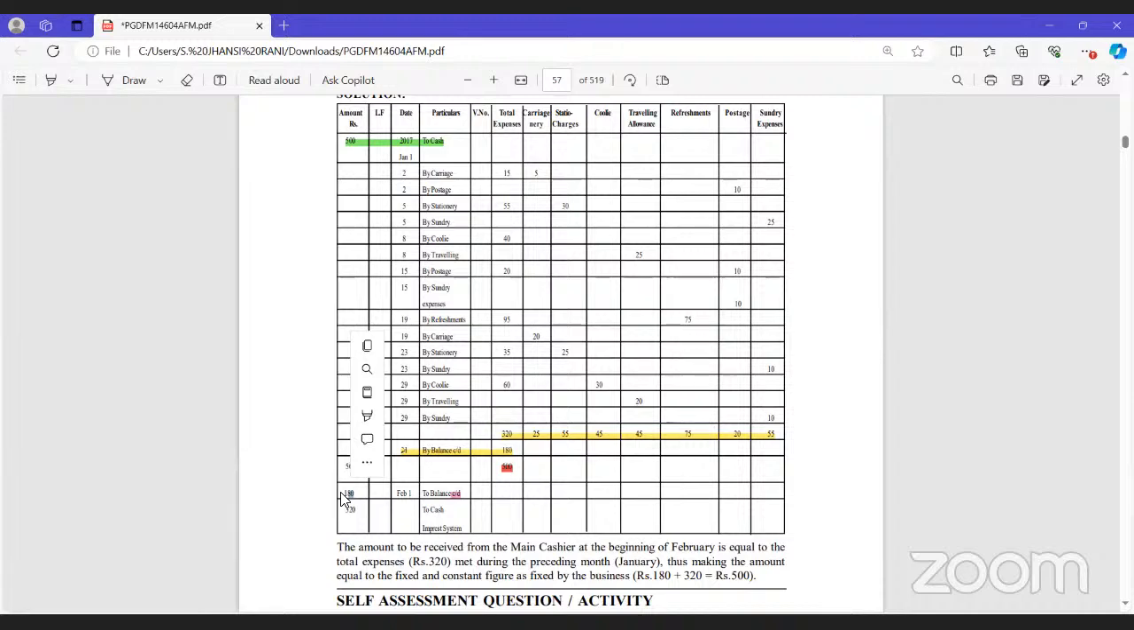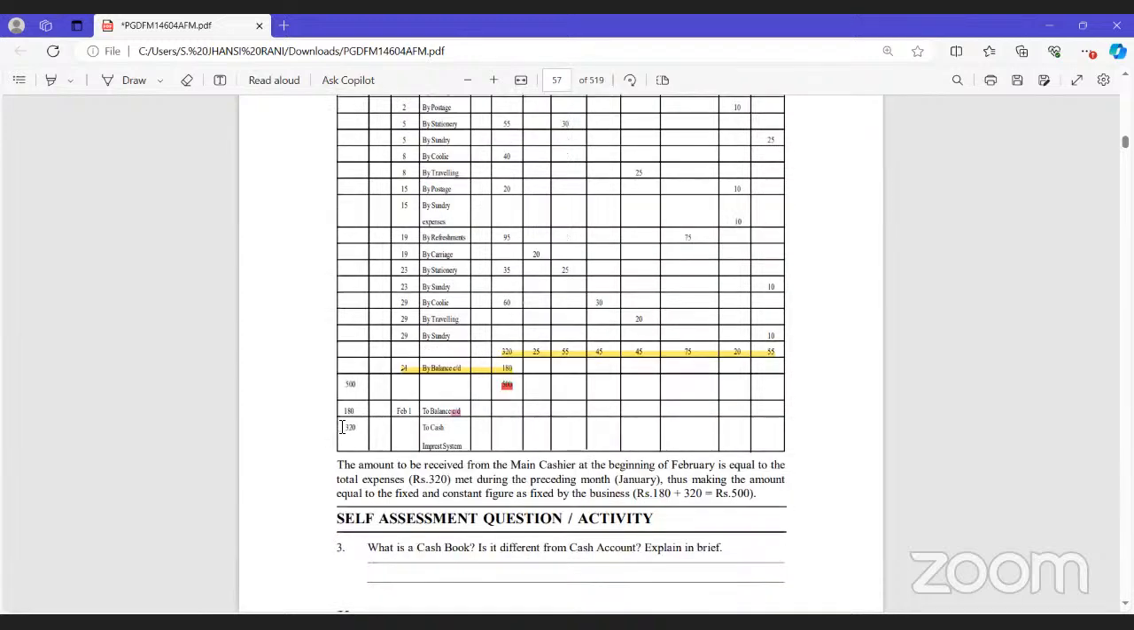So every month what happens? Every month the cashier gives 500 to the accountant. Now 180 is already there, so how much balance does he have to give? He will give 320 rupees for the next month, so "to cash" again 320. Like this, if any balance is left over, for example, in February 80 rupees are left over, then next month how much will he give? He will give 420 rupees. This is how we do the cash book.